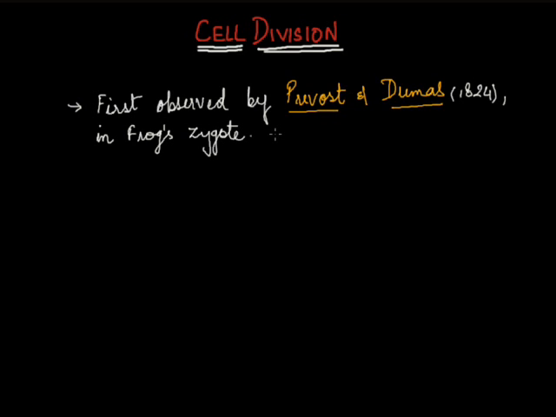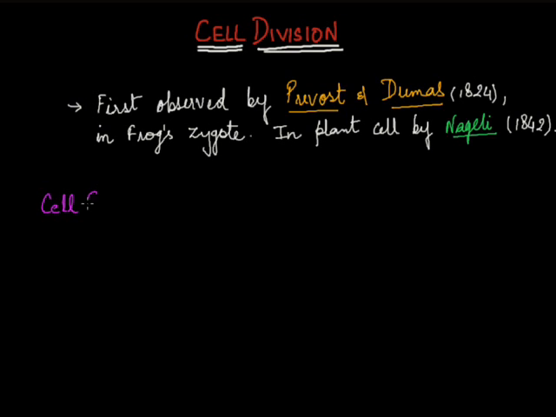In case of plant cell, as I said, it was first observed by Nageli, and it was in the year 1842. Now, before studying cell division in detail, because there are different types of cell division that we are going to talk about, let us know about one more term called the cell cycle. It is a very important term in the process of cell division. So, first of all, let us know about the cell cycle.